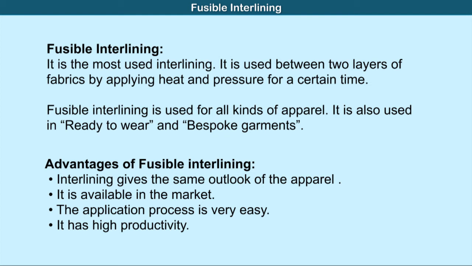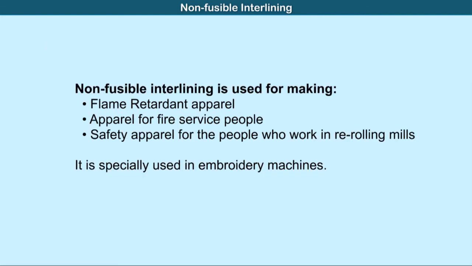Next is non-fusible interlining. The interlining which is used between two layers of fabric directly by sewing, without heat or pressure, is called non-fusible interlining. This type of interlining is also called sewn interlining. Non-fusible interlining is used for special cases. The application fields are as mentioned below.